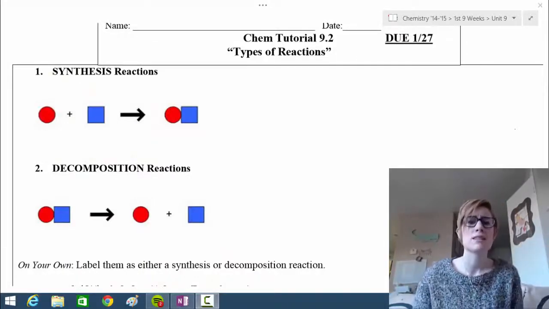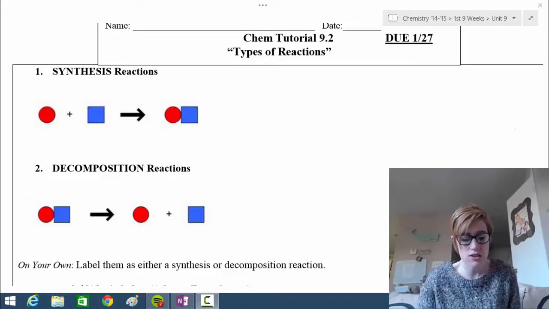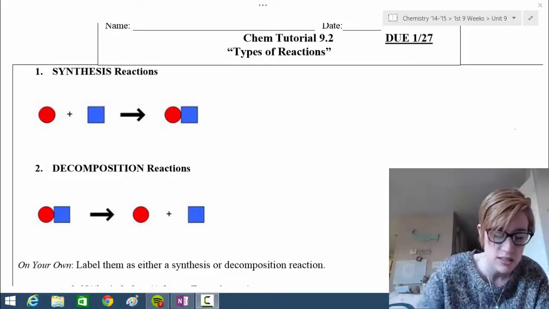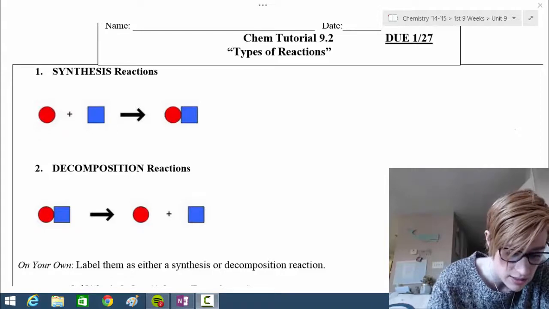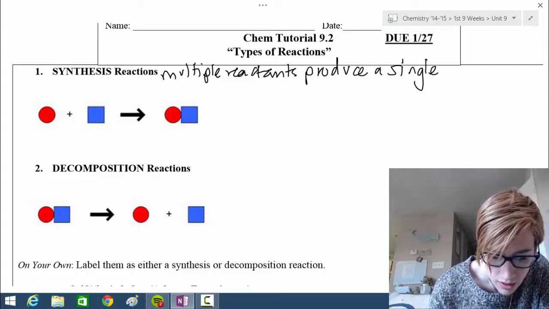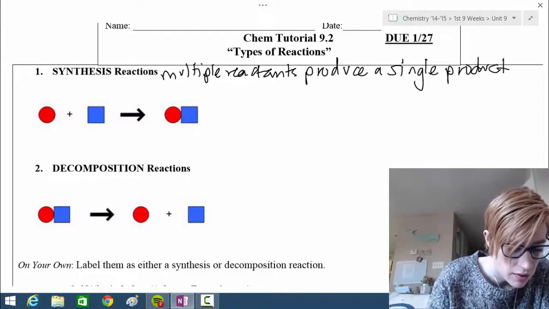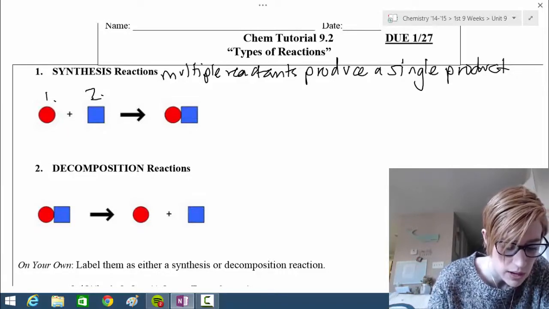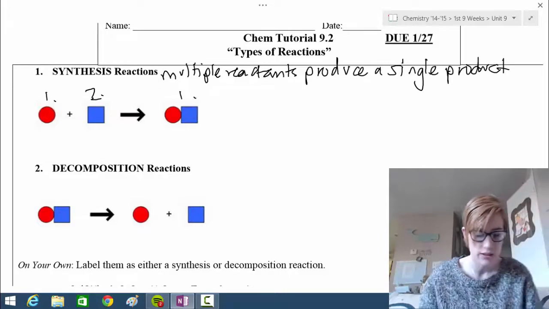Number 1 is the synthesis reaction. A synthesis reaction is a reaction where you have multiple reactants and you produce a single product, just one product. So, for example, here I have one reactant, 2 reactants. So you see I have multiple reactants here, and then I lead to one product, okay?